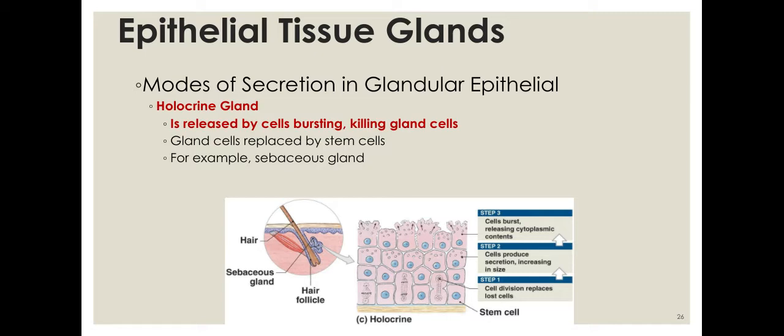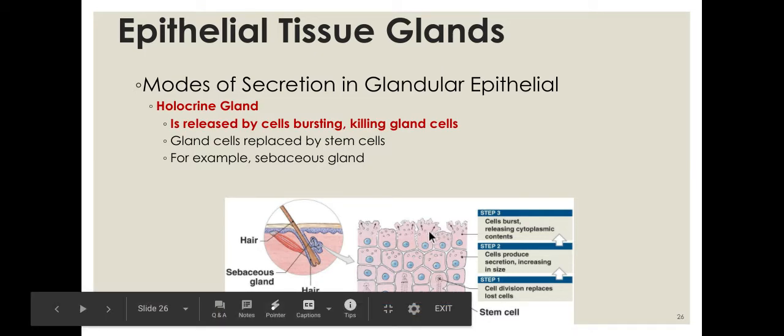But when we have a holocrine gland, we call that product sebum. So sometimes they're called sebaceous glands. And basically, you'll find that in your skin by a hair follicle. It's the oily sebum that is released, and it will actually burst this entire cell in order to release that. And then those lost cells are replaced by stem cells underneath it, growing and pushing up.